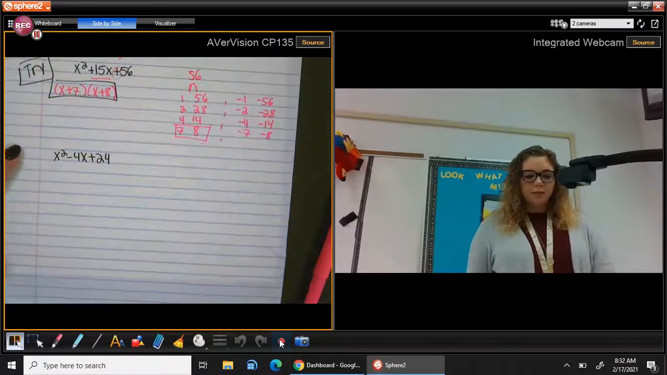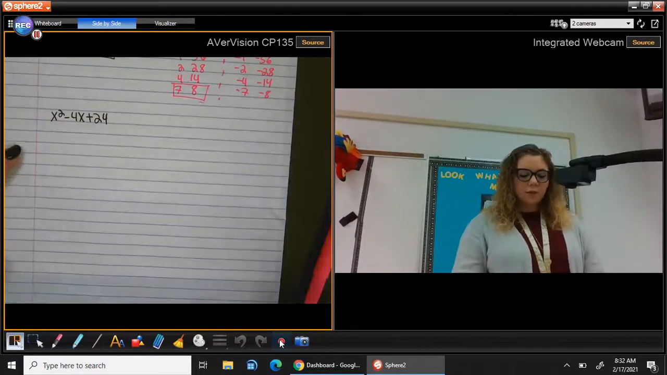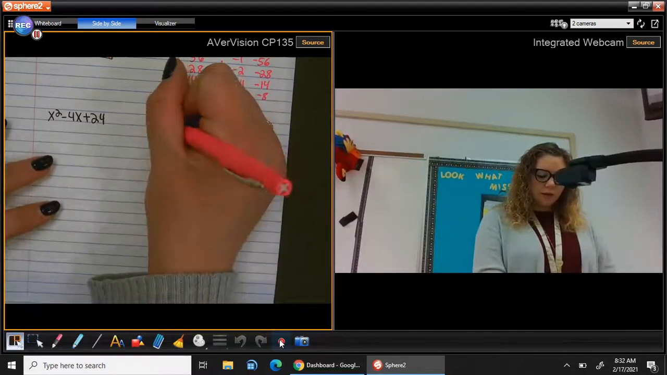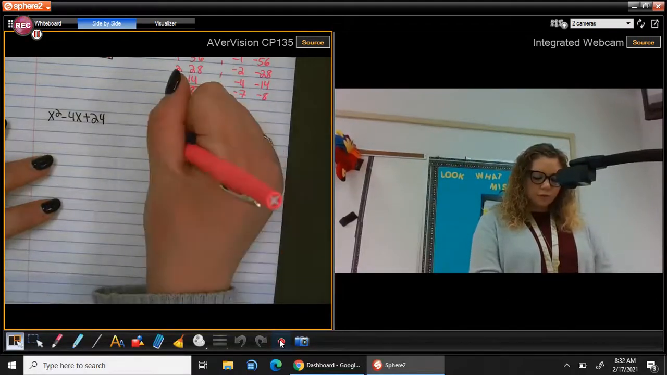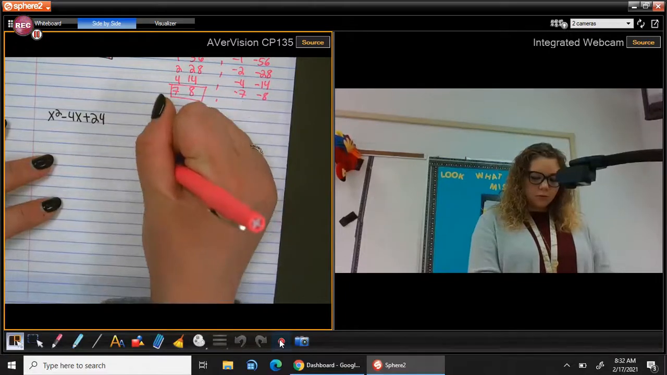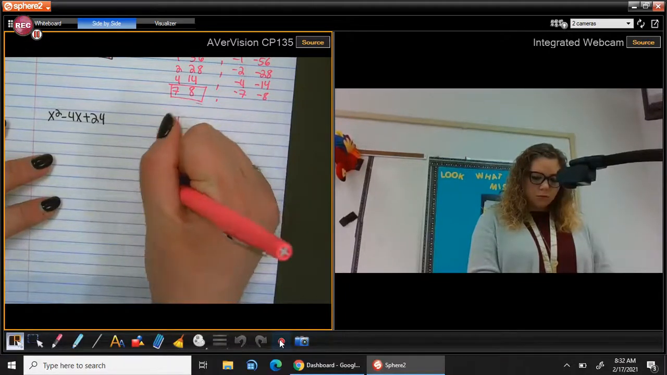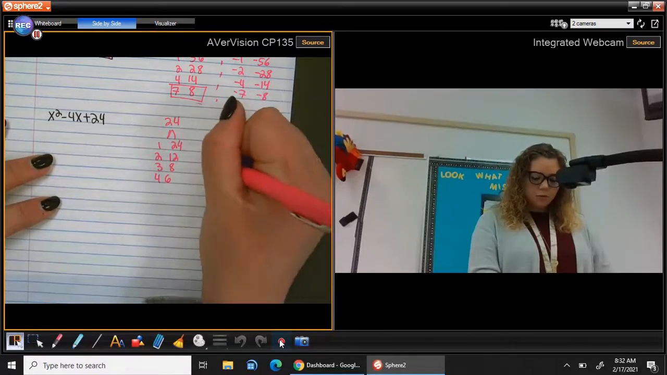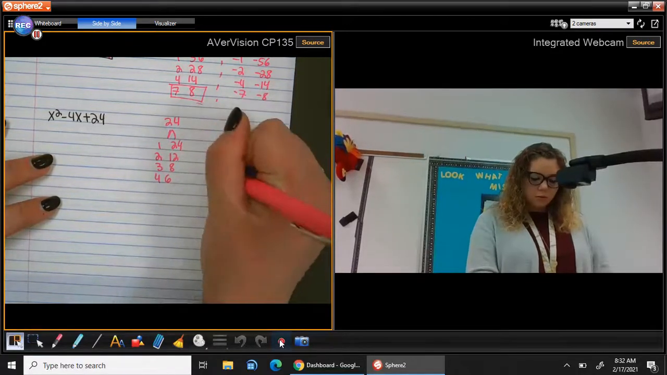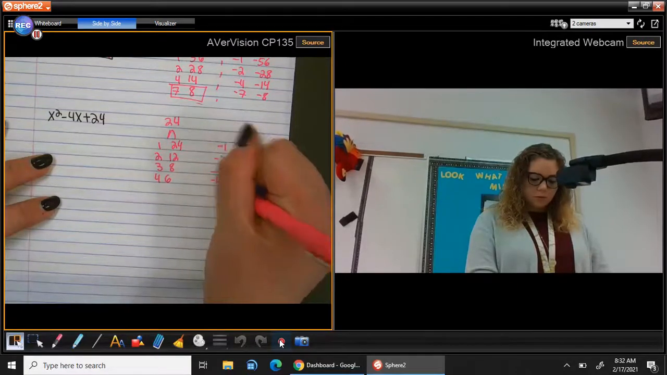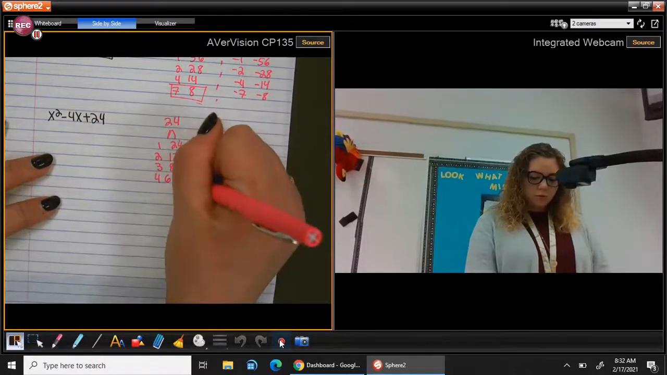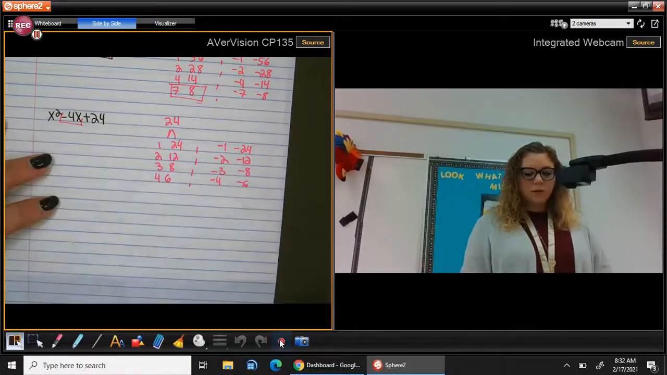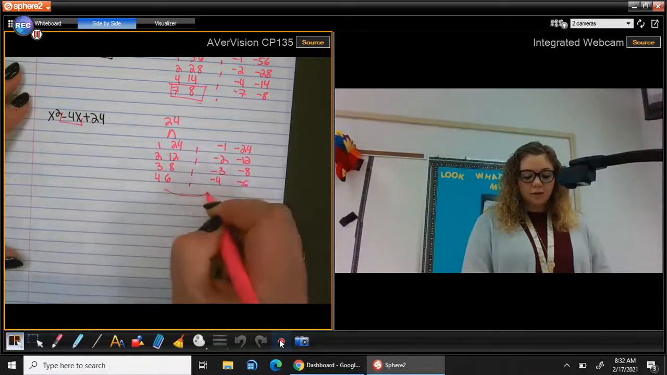Okay, this next one, first you're going to factor out a GCF. You can't do that, so I'm just going to write my factors of 24. Okay, so which one added together would give you negative 4? None, okay? And that is okay.